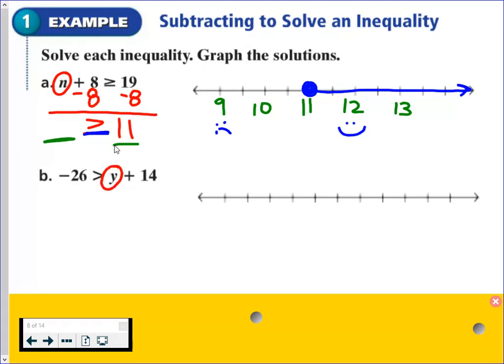Here's y. What's next to y? Plus 14. What should we do? Subtract 14. Y comes down. Leave this symbol the same. Be careful over here. Negatives and negatives go together for more negatives. How many of them?